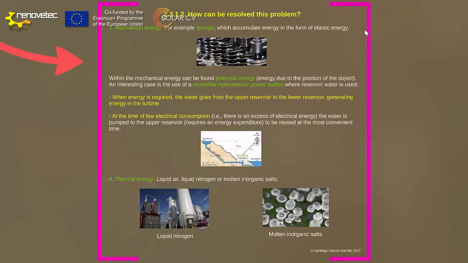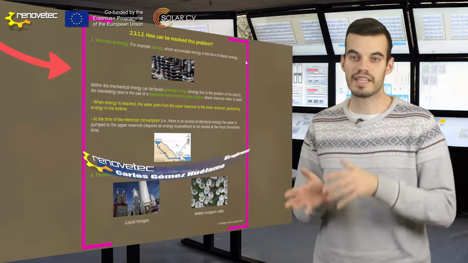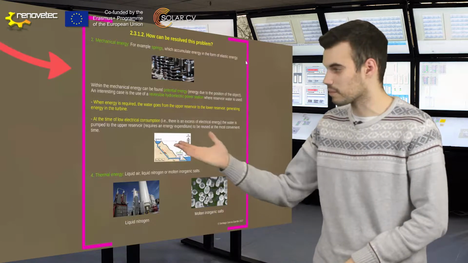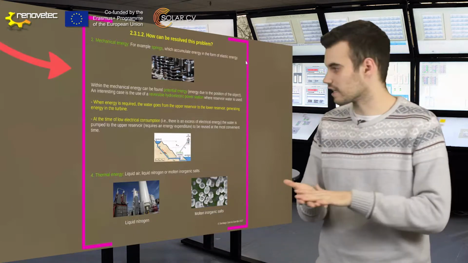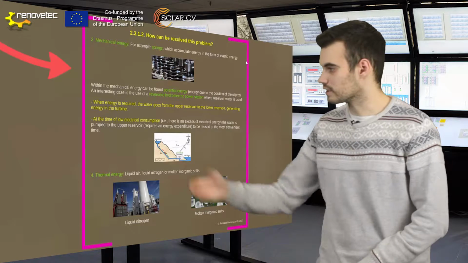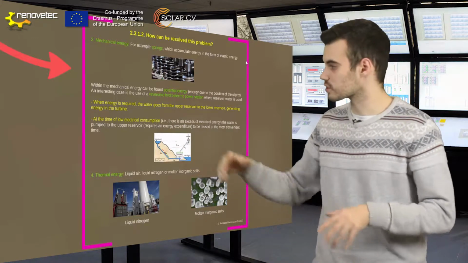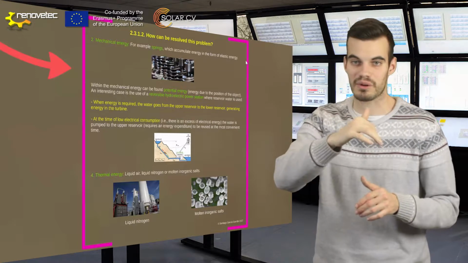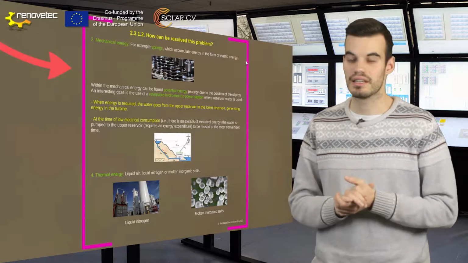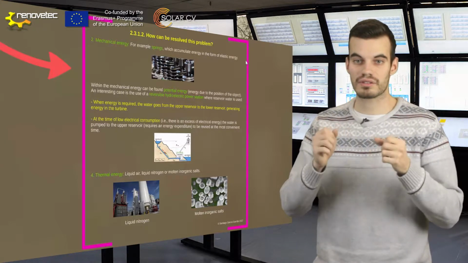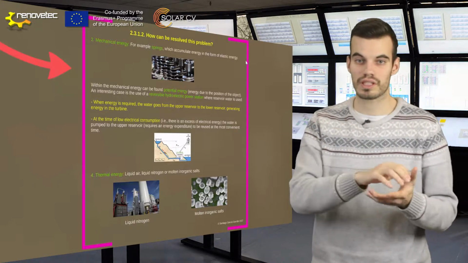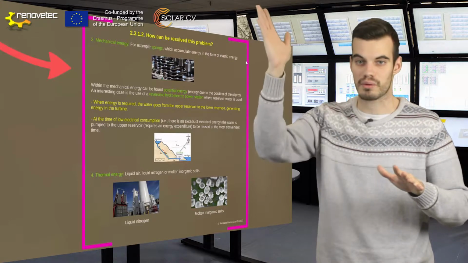Another type is potential energy. Potential energy is based on the position of an object. For example, in a reversible hydroelectric plant, we have water in the upper reservoir and water in the lower reservoir. When energy is required, the water goes from the upper reservoir to the lower reservoir. And when we have enough energy, for example at night, because people are not consuming this energy, we can return this water from the lower reservoir to the upper reservoir.